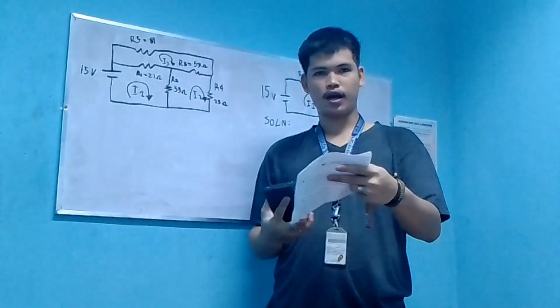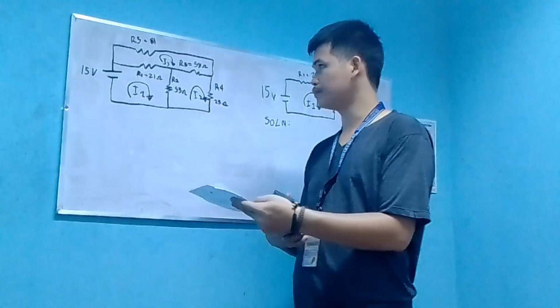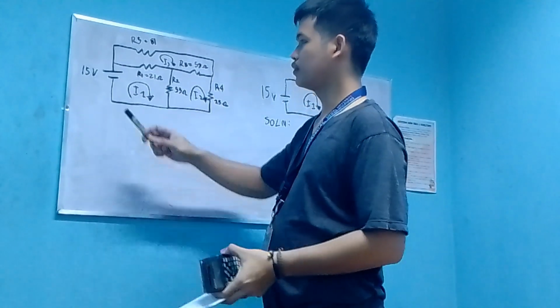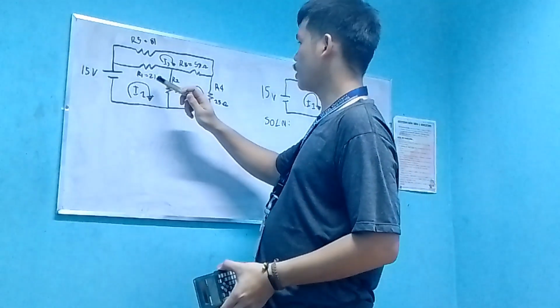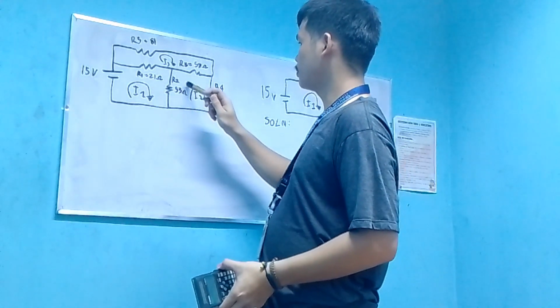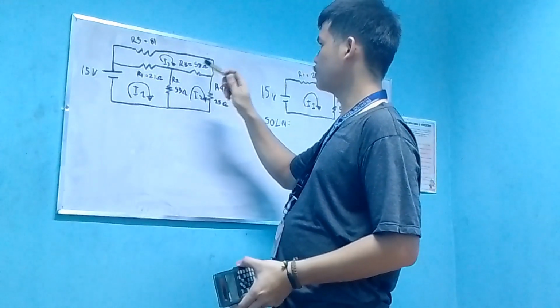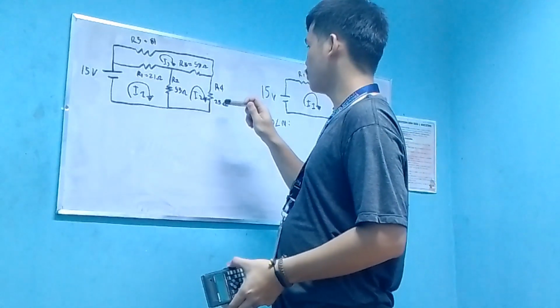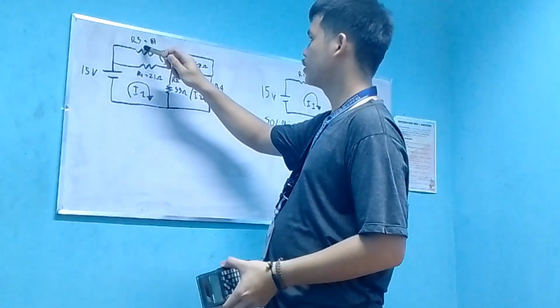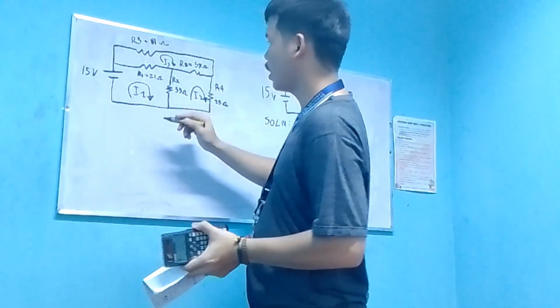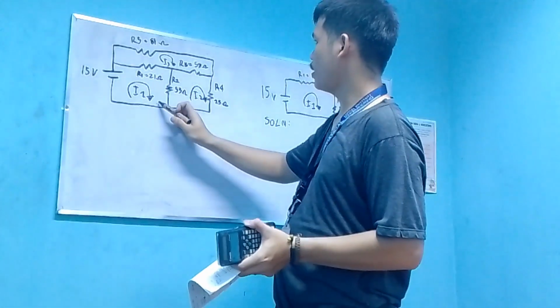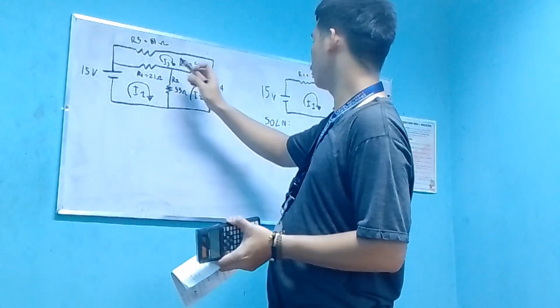Today we're gonna solve a problem containing a loop current method. So these are given: 15 volts, and R1 is 21 ohms, R2 53 ohms, R3 58 ohms, R4 25 ohms, and R5 81 ohms. So we have a loop 1, loop 2, and loop 3.